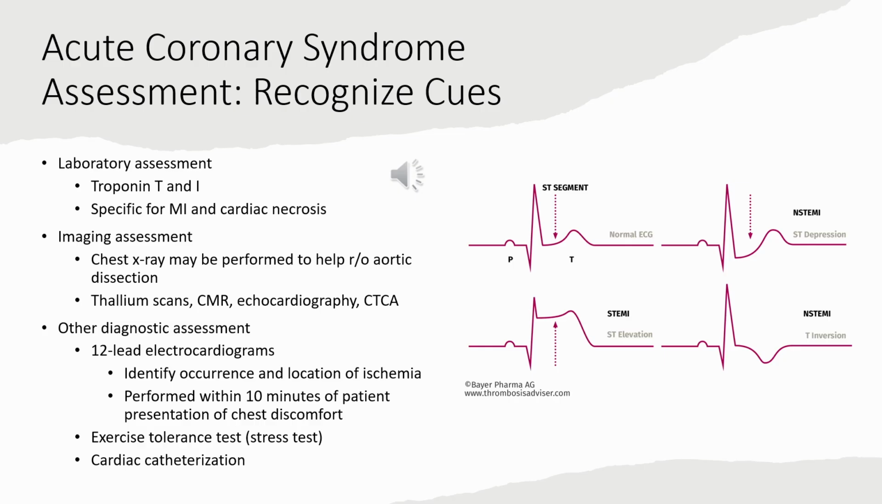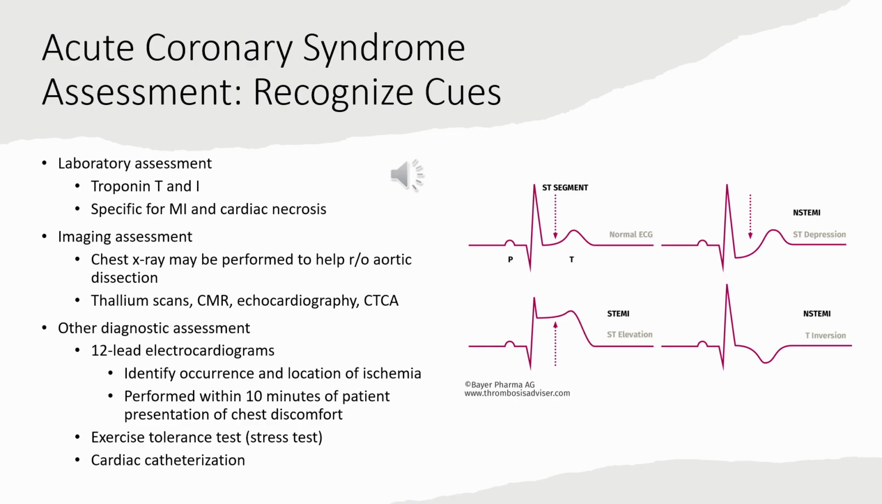So we see with an N-STEMI, we can see ST depression or T-wave inversion, which means we've got some ischemia. And then with an ST elevation, we see this with a STEMI. And again, we see that elevation of the ST segment in 2 or more contiguous leads. This is the hallmark sign of a STEMI, and it indicates that we've got a full thickness myocardial infarction.